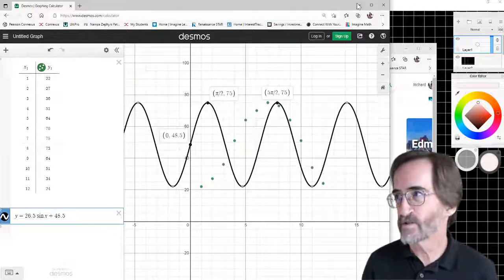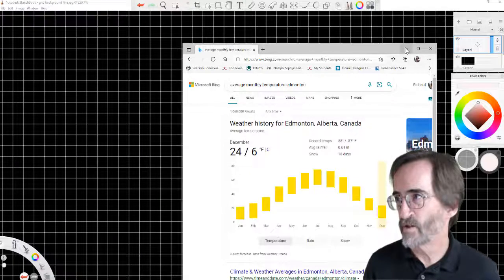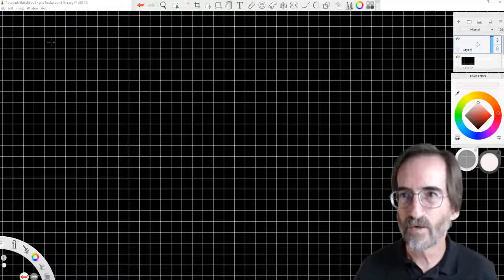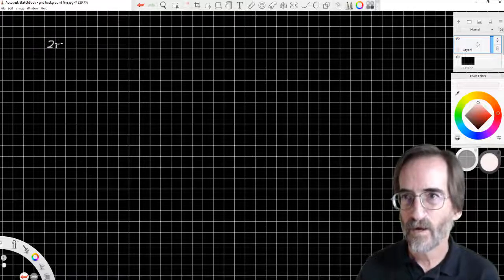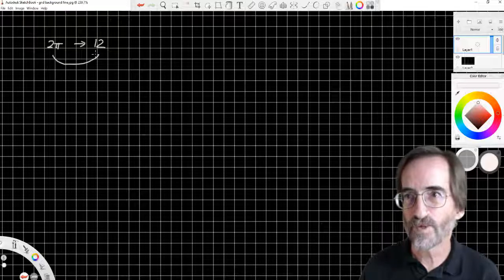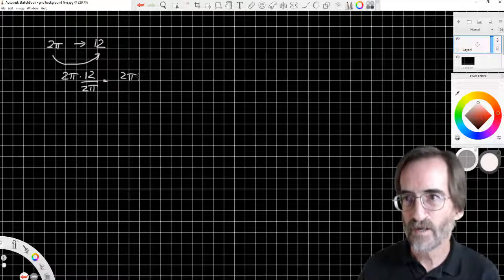Okay, this takes a little bit of finagling here. Let me bring up a scratch paper here. Right now the period is 2 pi. I need the period to be 12. So how do I change 2 pi into 12? Well, let's see. I would multiply 2 pi times 12 divided by 2 pi, right? Or to reduce, 2 pi times 6 divided by pi.